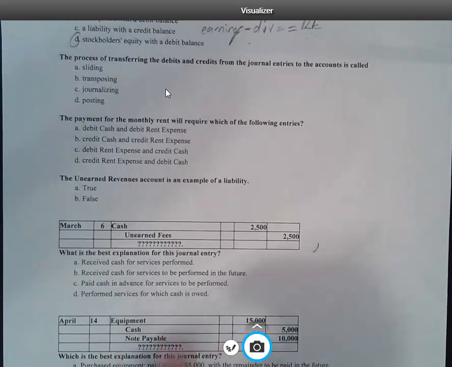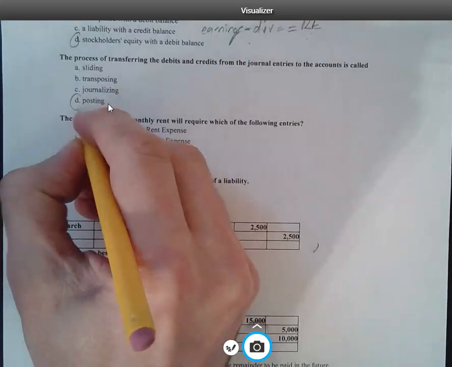All right, next question says the process of transferring the debits and credits from the journal entries to the accounts is called A, sliding. This is an error type answer. B, transposing is also a type of error. C, journalizing. Well, we've already done that when we made the journal entry. It's called journalizing. But when we transfer the debits and credits from the journal entries to their actual account so that the correct balance for that account after all transactions is on the trial balance, we call that posting. So D is the correct answer.